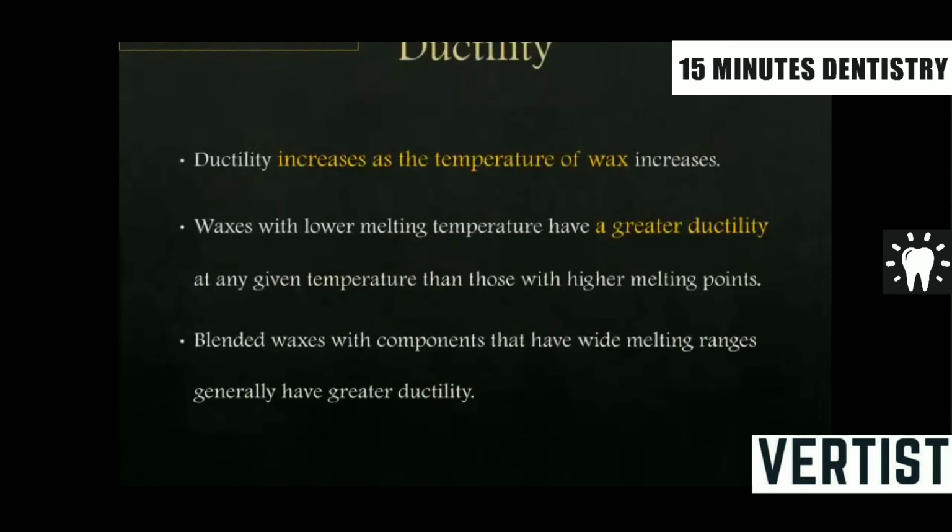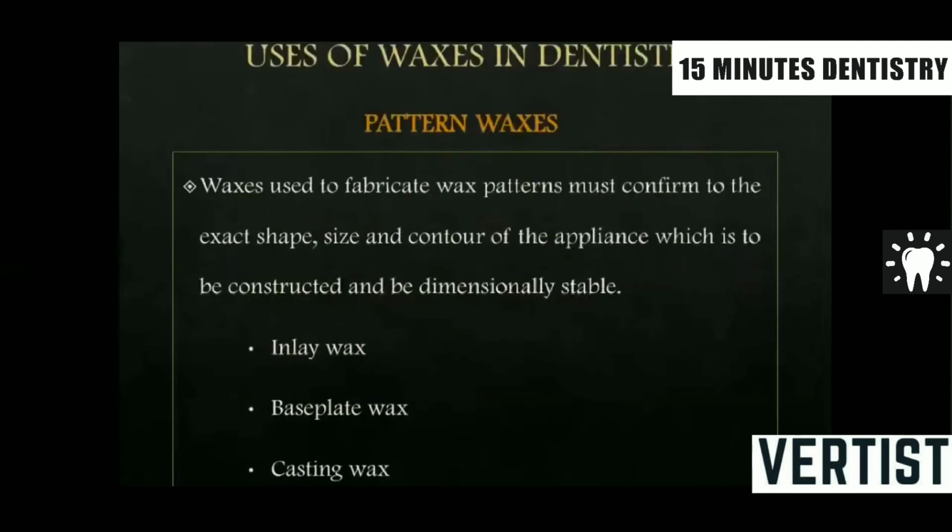Ductility. Ductility increases as the temperature of the wax increases. Waxes with lower melting temperature have a greater ductility at a given temperature than those with higher melting points. Blended waxes with components that have wide melting ranges generally have greater ductility. All these properties are important when you are using the wax inside the patient's mouth or you are manipulating it in the dental lab.